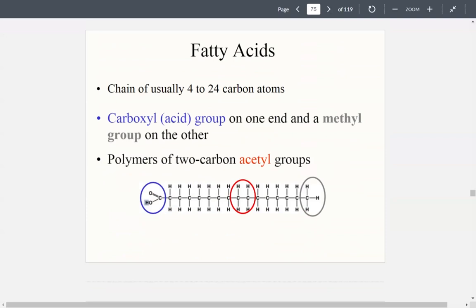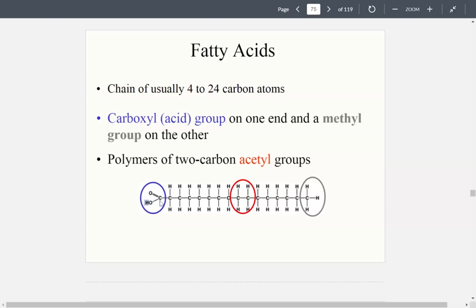Fatty acids. What's a fatty acid? It is a chain of 4 up to 24 carbon atoms. However, it will always be in even numbers. You won't have 5, you won't have 7, you'll have 4, 6, or 8. And it is a chain of carbon atoms attached to a carboxyl group at one end and a methyl group at the other. Here's our carboxyl.